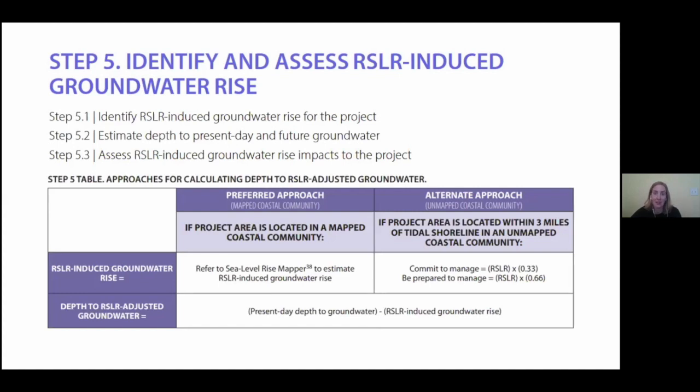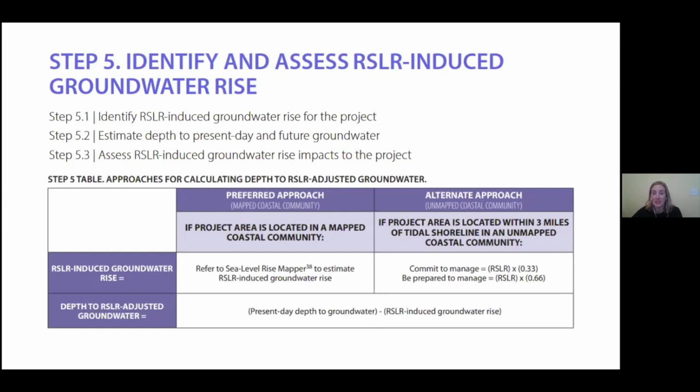First, you have to determine the RSLR induced groundwater rise expected in the project area. So groundwater rise has been mapped for some coastal New Hampshire communities, but not all of them. And you'll start by consulting the list and the guidance to see if groundwater rise maps exist at your project site. If they do, you're directed to follow the preferred approach for mapped communities, which is in the center column of the table here. And that refers you to the sea level rise mapper to use the groundwater rise data layers associated with the RSLR values that you chose in step 3. This should give you a number or a range of expected groundwater rise for your project area.